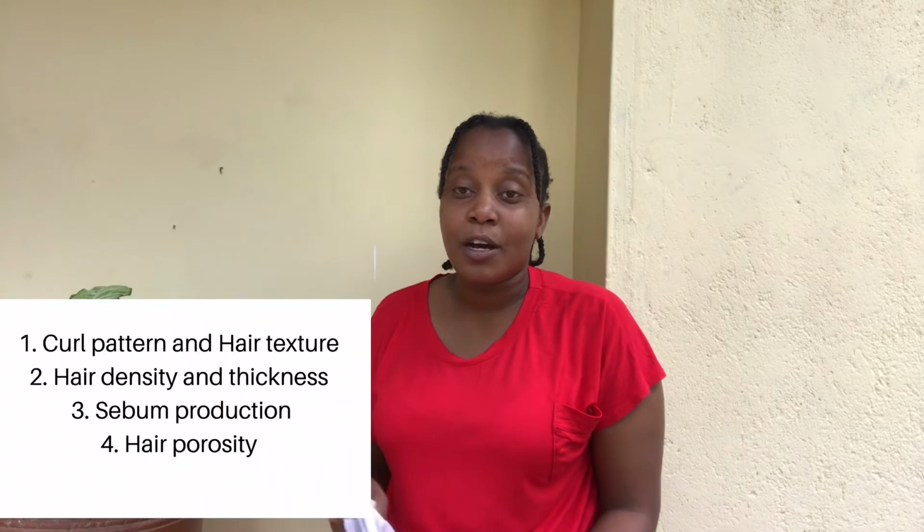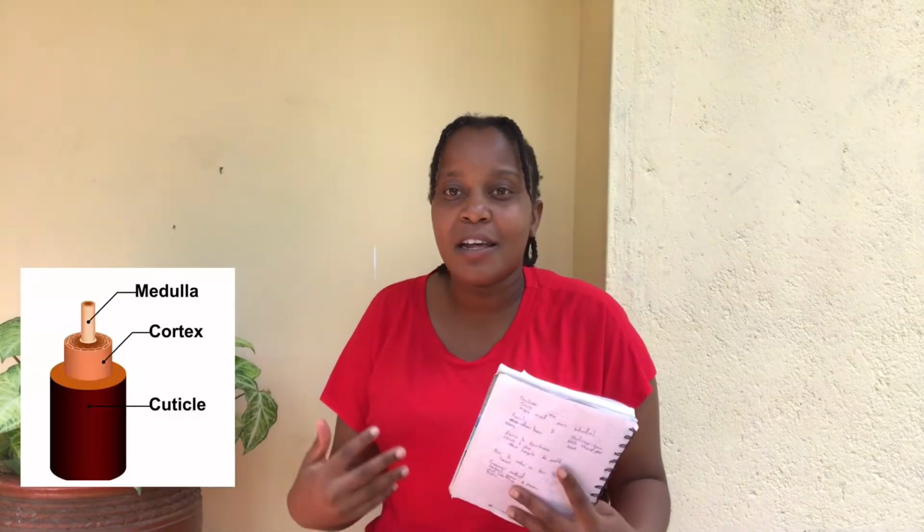So the 4 things that I'm talking about: number 1, it's your curl pattern and hair texture. Number 2, it's your hair density and hair thickness. Number 3 is the production of sebum on your scalp, and number 4 is your hair porosity. So let's start with number 1, your curl pattern. But before I explain about curl pattern, let's understand the hair anatomy.